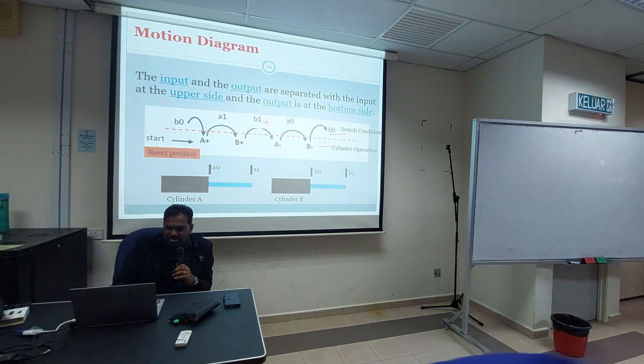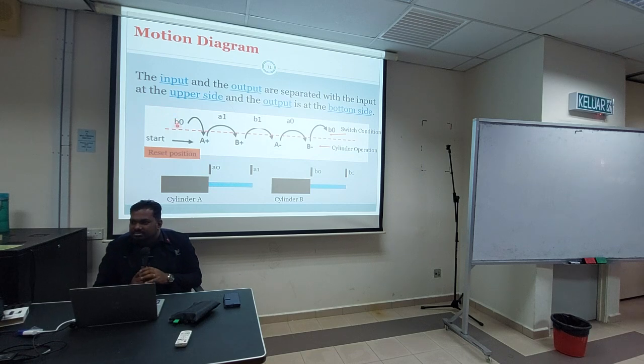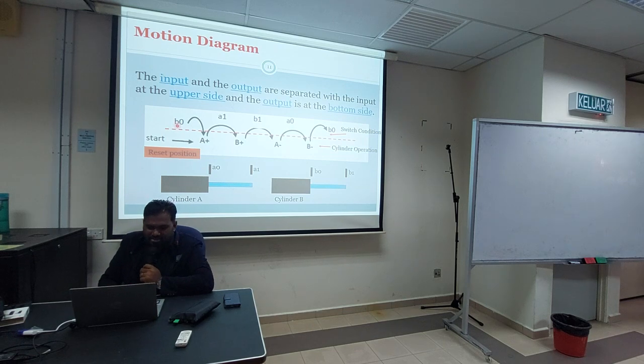So B1 akan on, then cylinder A kena retract balik. So retract balik, A0 akan aktif. So A0 dah aktif, baru cylinder B akan retract. Cylinder B retract, dia akan start balik B0. So it will complete one cycle, it will start balik. Faham tak? Tak faham? Confusing? Okay, tak apa, saya explain.